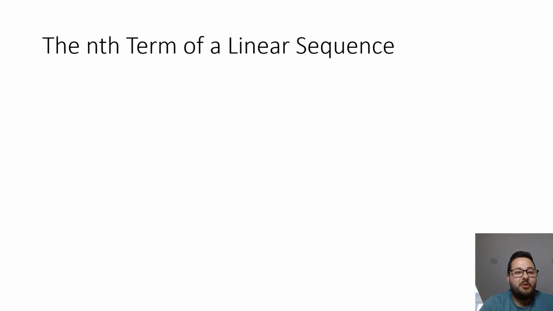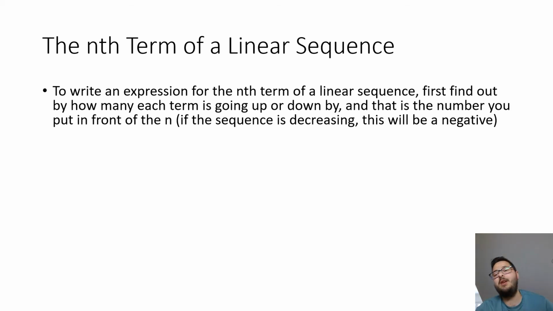Okay, so now we know what a linear sequence is and what they look like. We need to figure out how to write an expression for the nth term. Now the nth term is just saying any term. If you want the third term, you'd put in 3 instead of n. If you wanted the ninth term, you'd put in 9 instead of n. So we want to know how to get that expression.